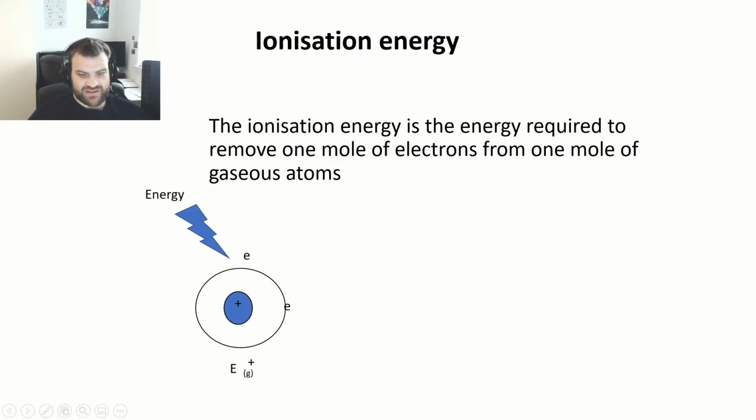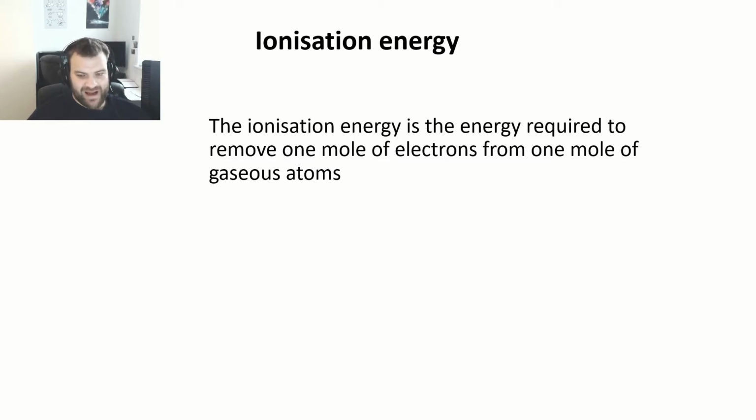Next, we'll look at ionization energy, which is a measure of the energy required to remove 1 mole of electrons from 1 mole of gaseous atoms. We can be asked to write equations that represent different ionization energies. These are given in the data booklet, and it uses the letter E just to represent any element.